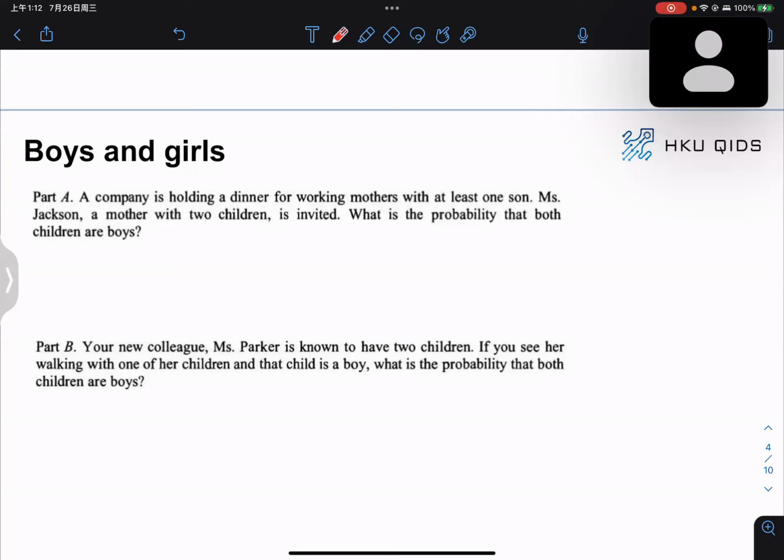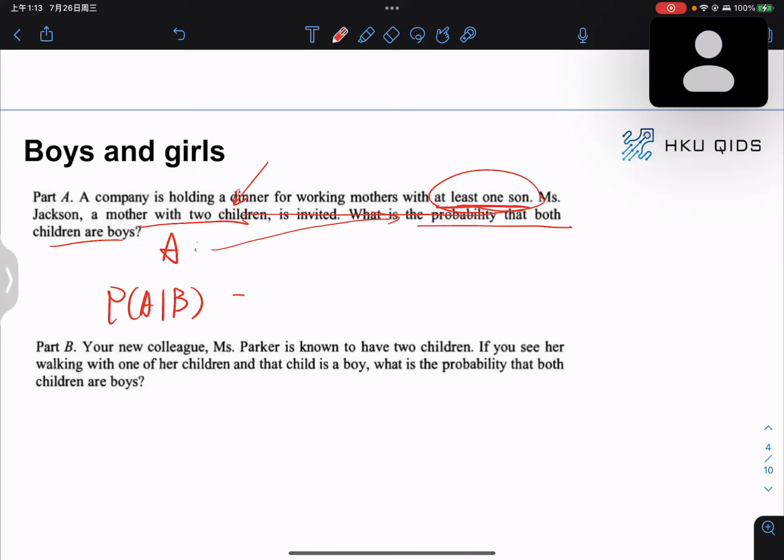For this first question, we just need to list out the formula. Event A is the probability that both children are boys, right? And event B is that she has 2 children, with one hidden condition: we already know she has at least one son. So this is going to be the probability of A intersect B, which equals the probability of boy, boy.